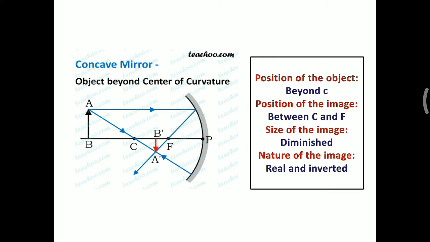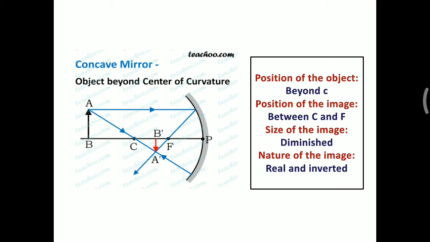Look at this image. The first ray and the second ray meet at a point between C and F. So this is the position of the image. The image is formed below the principal axis, and below the principal axis it is always real and inverted. So the nature of the image is real and inverted.